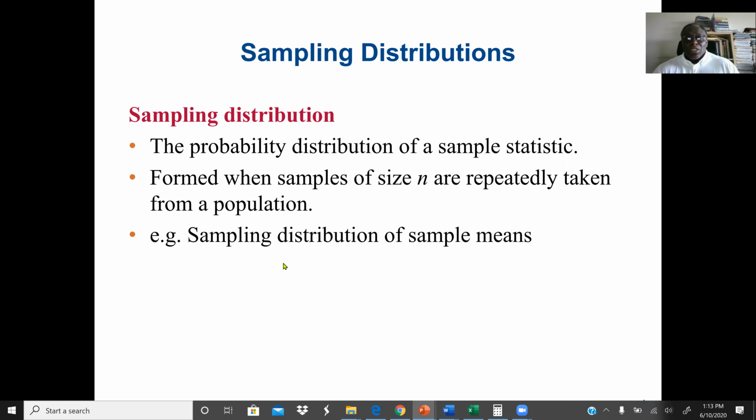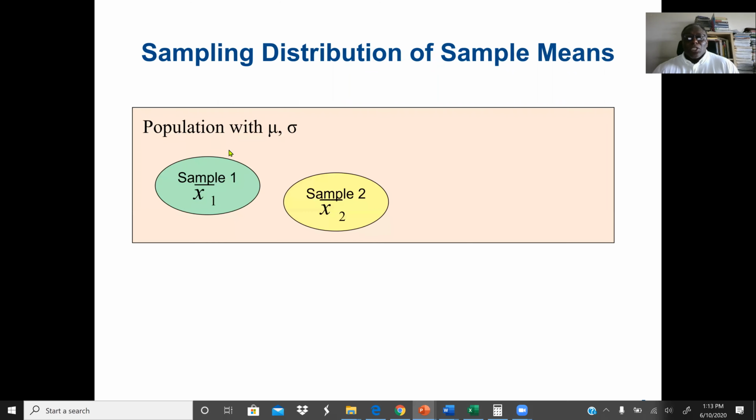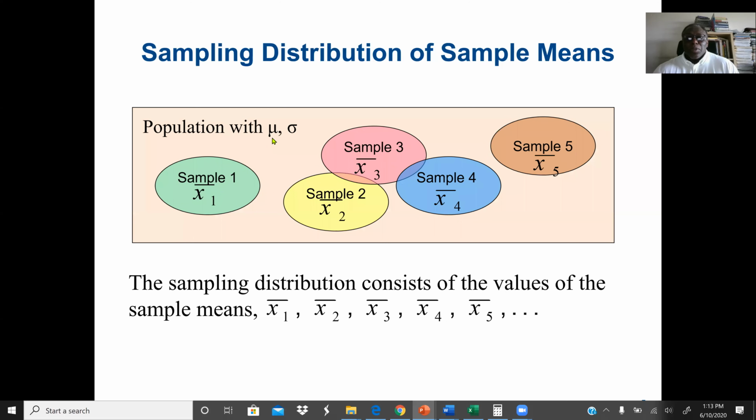So an example is given here. We have a population with the parameters mean and standard deviation, and we take 5 samples. Then the sample statistics here will be x-bar 1, x-bar 2 to x-bar 5. So here we say the sample distribution consists of the values of the sample means of x-bar 1 up to x-bar 5.